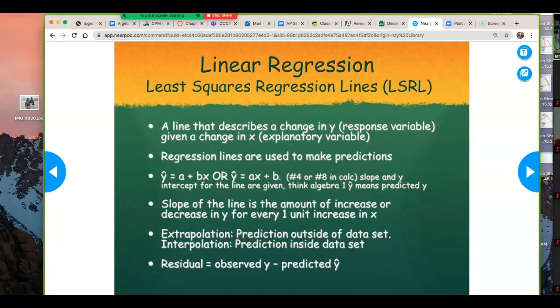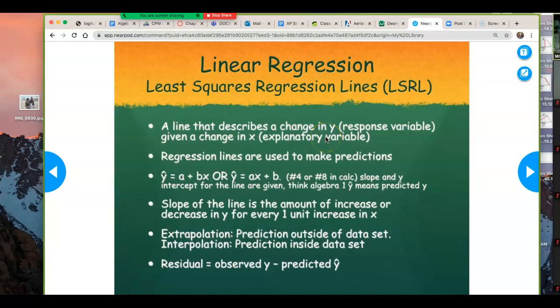Linear regression equation, a linear regression line. When you make a scatter plot, we made scatter plots the other day, you're going to put the line on the graph of the scatter plot. And when you do that, that's called a regression line. Well, the absolute perfect line to fit the data is called a linear least squares regression line. So if you ever see LSRL, you're talking about a least squares regression line.